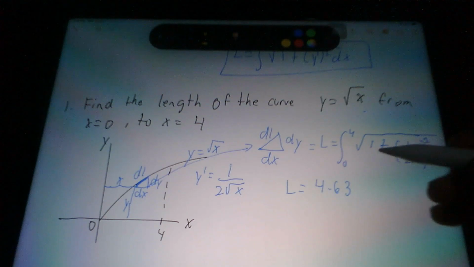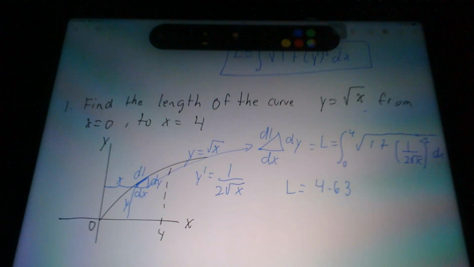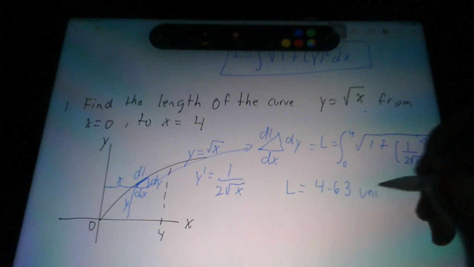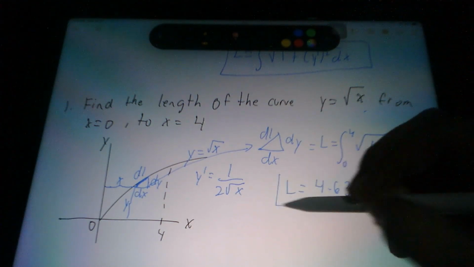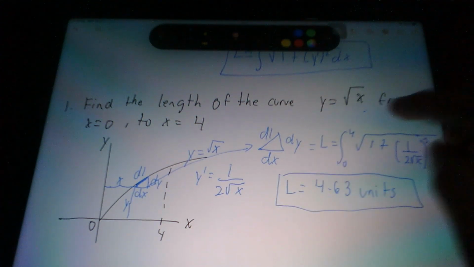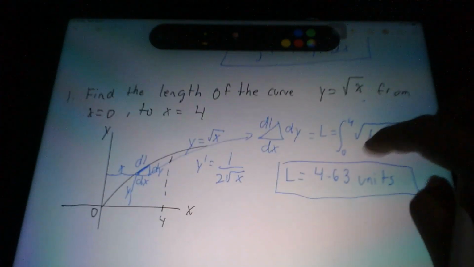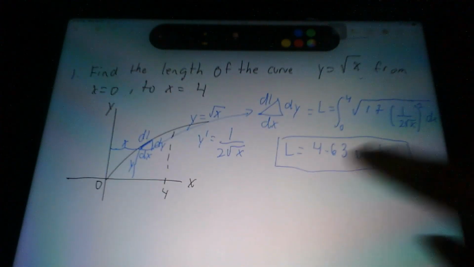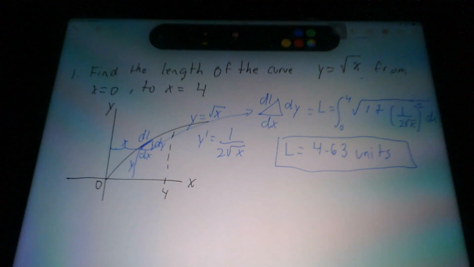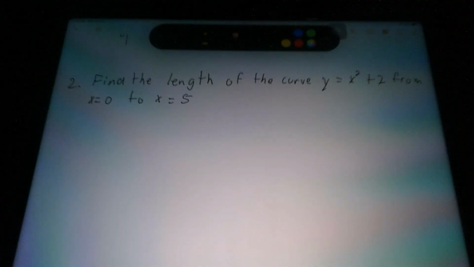So 4.63 units, because this is just the length of our curve. So this is our answer for our problem number 1. Let's move on to problem number 2. So this is our problem number 2.